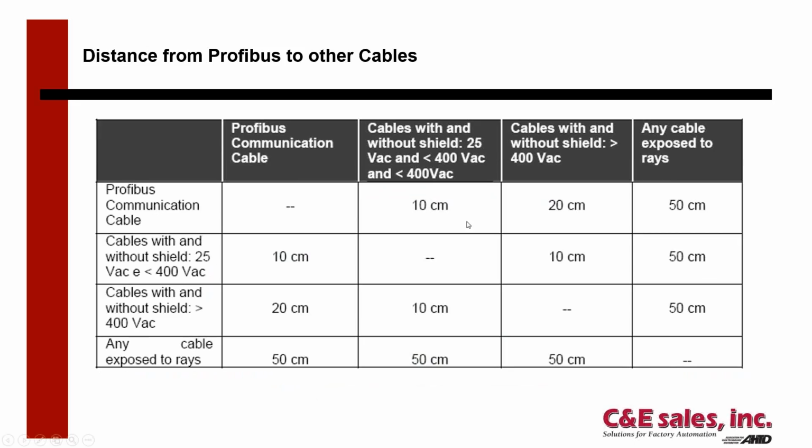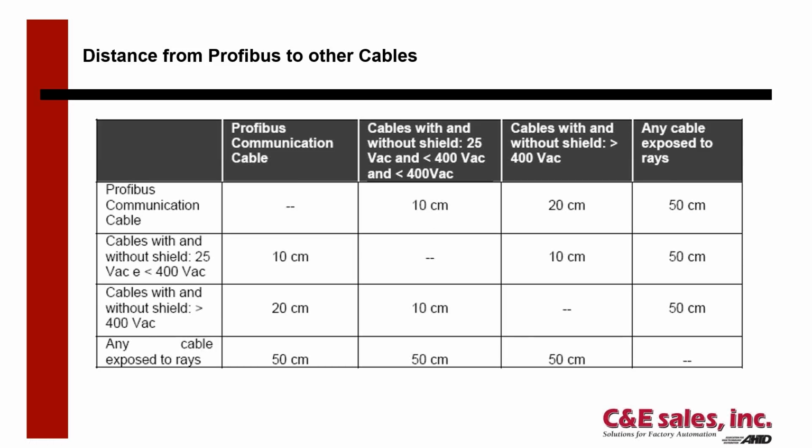What it's basically showing us is that if you've got other cables in the area that are less than 400 volts AC, you need to be at least 10 centimeters away from that cable. If you've got cables that are greater than 400 volts AC, then you want to be at least 20 centimeters away from that cable. And then finally, it's showing us any cables exposed to rays, you want to be at least 50 centimeters away from that.